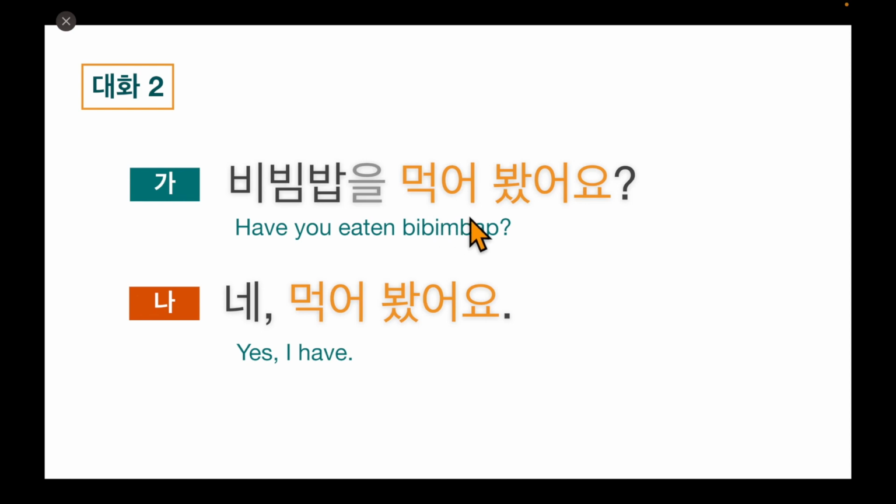비빔밥을 먹어봤어요? 네, 먹어봤어요. Let's read one more time. 비빔밥을 먹어봤어요? 네, 먹어봤어요. 비빔밥, Korean dish. 을, we put 을 after the object. So 을 is the object particle. 비빔밥 is the object of this sentence. So we add 을 after the object.